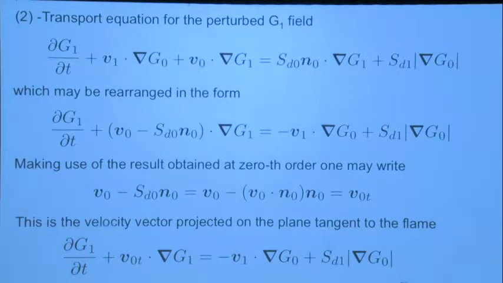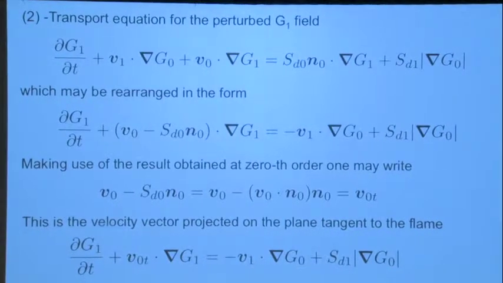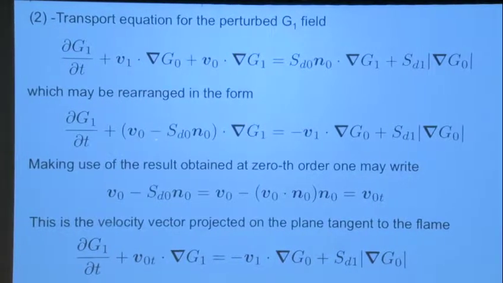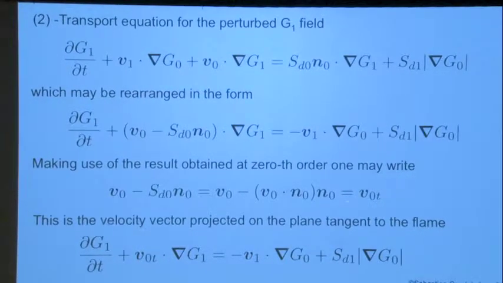So you see, once you use the fact that this is the velocity along the flame, it's the flow velocity parallel to the flame, V0T. And what you see is that the perturbations are transported at this velocity parallel to the flame.